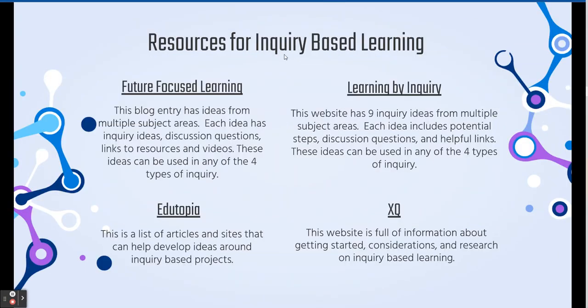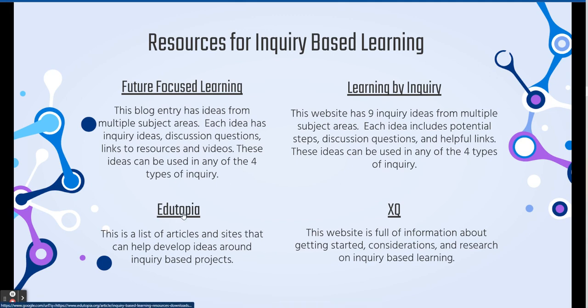So here are the last little bits as I wind down. Here are some resources that you might find helpful if you're interested in starting inquiry-based learning. So this is Futures Focused Learning. This is a blog, and on this blog, it has some really great projects that have already been done that include discussion questions, resources, and videos to get you thinking about what this could look like. The same with Learning by Inquiry, the same idea. It's some different inquiry ideas that you could possibly use, to get your brain thinking about some possibilities of this inquiry model.